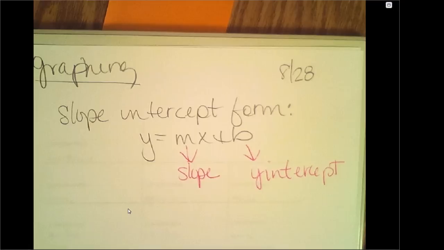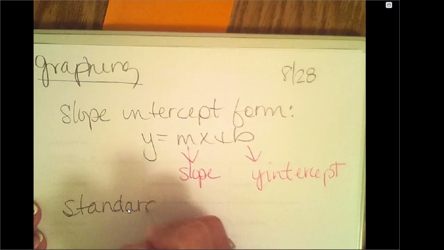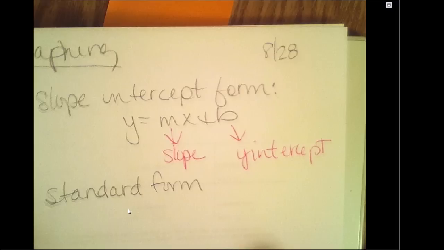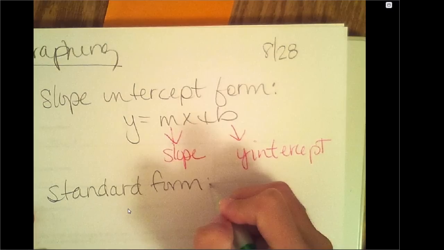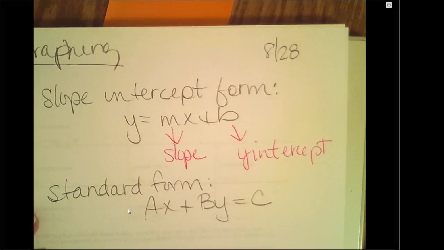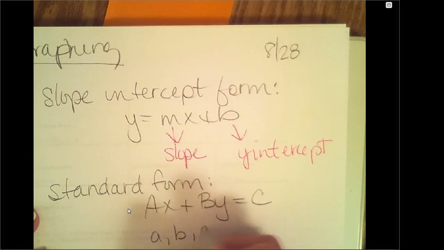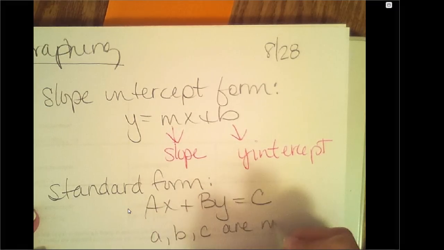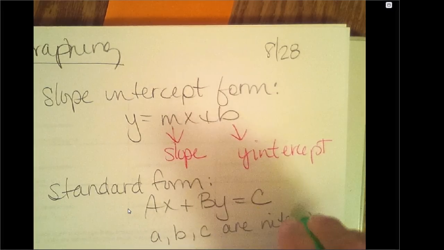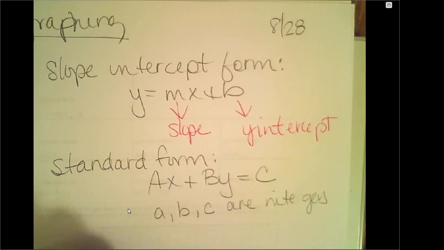Now, many times I'm not going to give you an equation in slope-intercept form. I will give you an equation in something called standard form. And standard form just basically is ax plus by is equal to c, where a, b, and c are integers. And I spelled that wrong, sorry about that. So let's start off with something very basic.